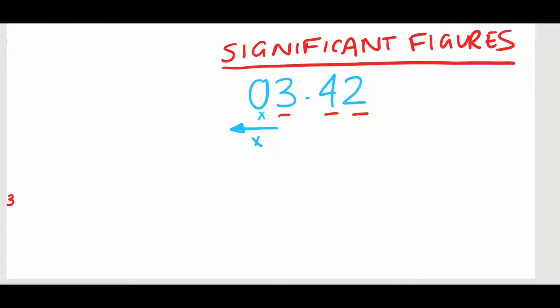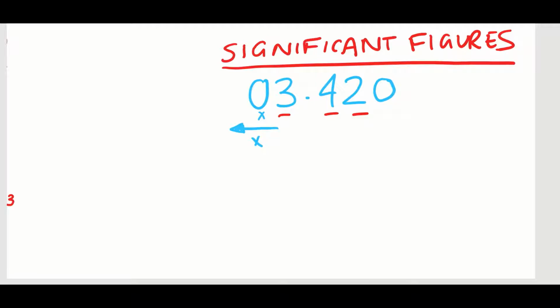What happens though if I put a 0 here? Well, it hasn't really changed my measurement, has it? It's still the measurement 3.42, so would it still have 3 significant figures? This is where it can change. 3.420 means they've measured to 3 decimal places. But if I didn't have the 0 there, they've only measured to 2 decimal places. So putting that 0 there shows that they've actually measured more precisely.